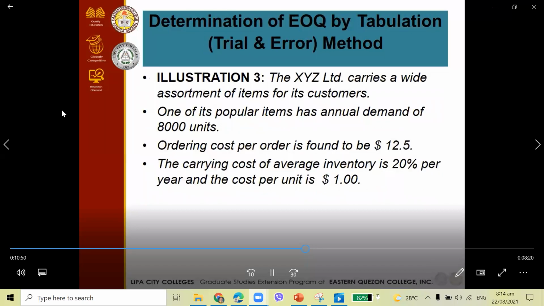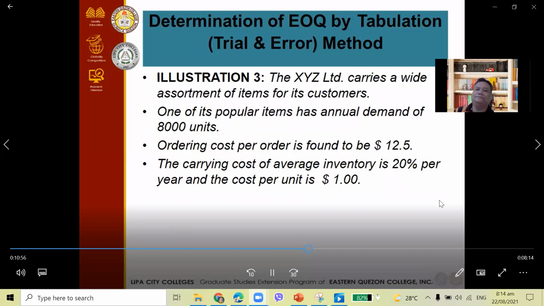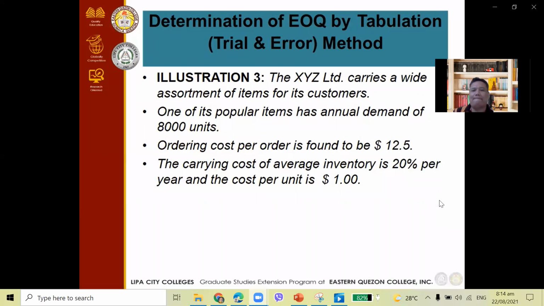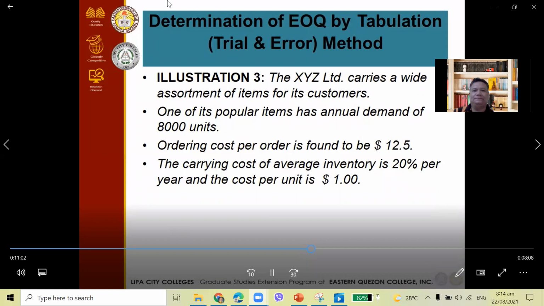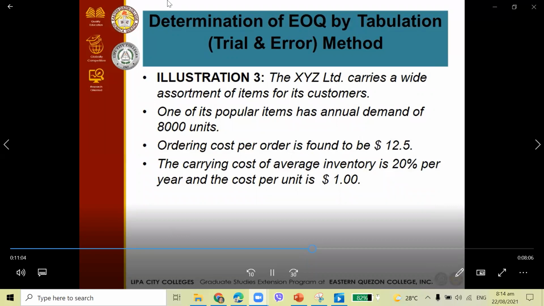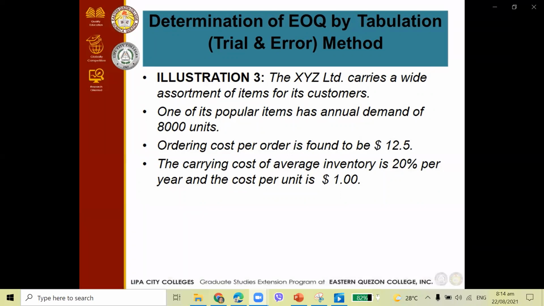Determination of EOQ by tabulation or trial and error is illustrated by illustration number 3. The XYZ Limited carries a wide assortment of items for its customers. One of its popular items has annual demand of 8,000 units. The ordering cost per order is found to be $12.5. The carrying cost of average inventory is 20% per year, and the cost per unit is $1.